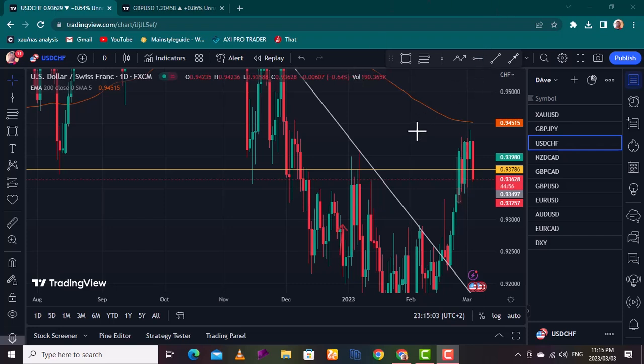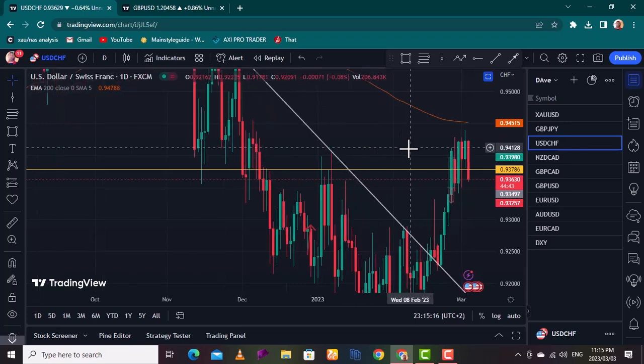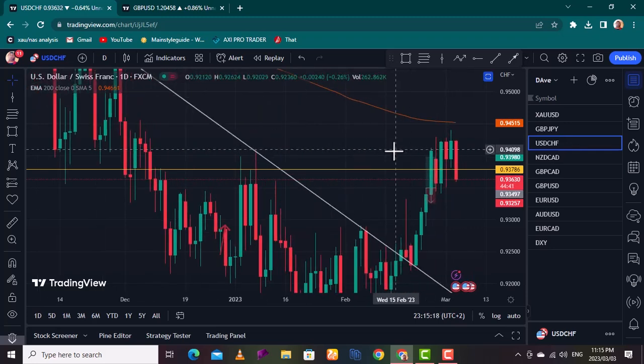Okay, so looking at my first trade, this is US dollar Swiss franc, chef. I just say chef, man. I don't have time to be memorizing funny names.